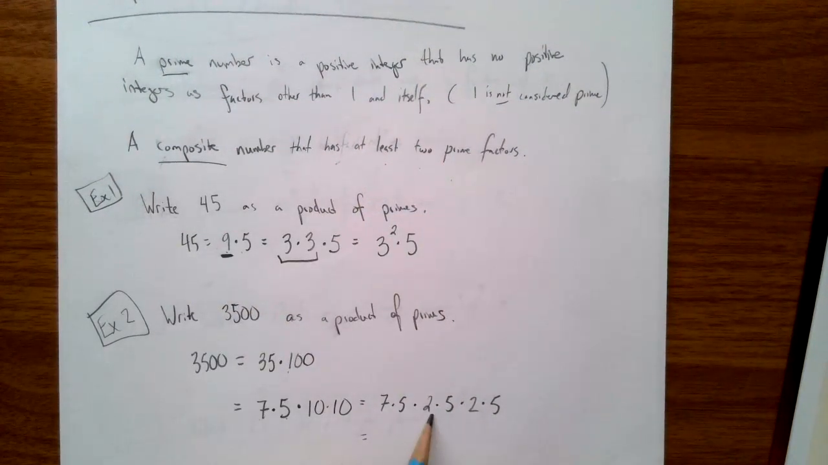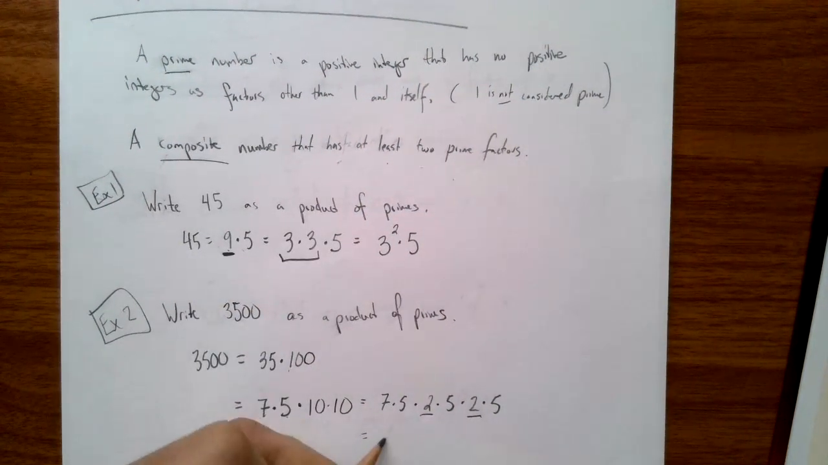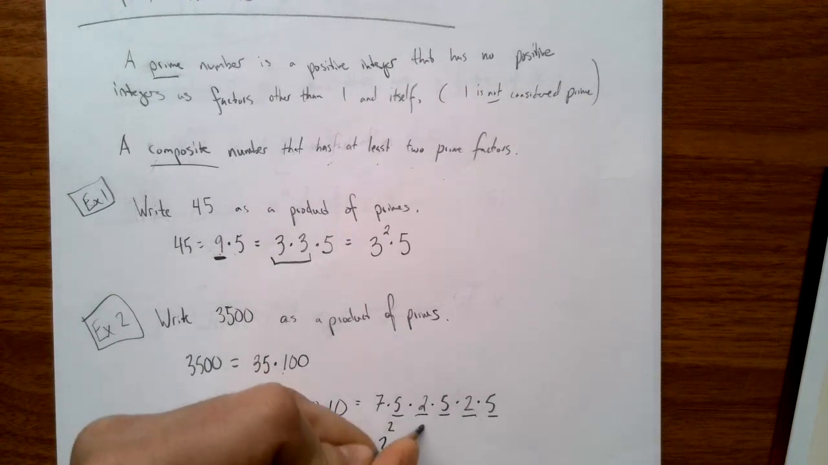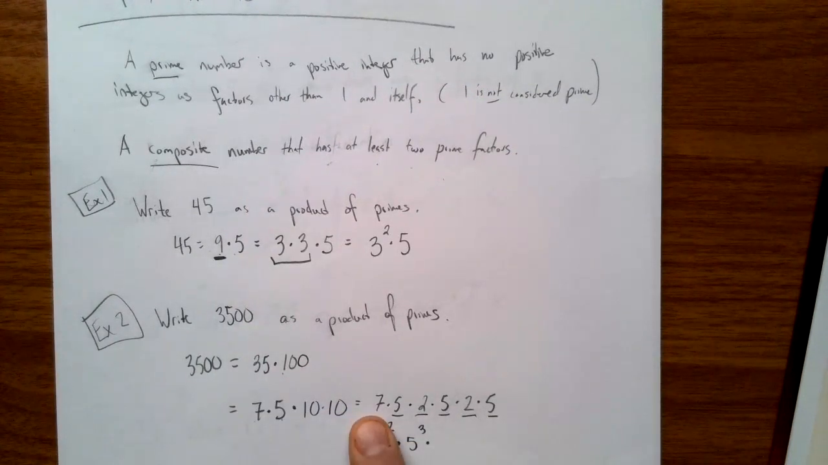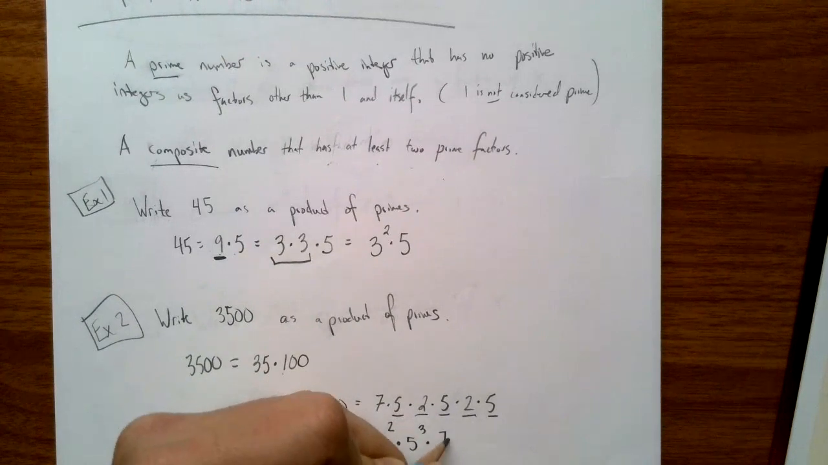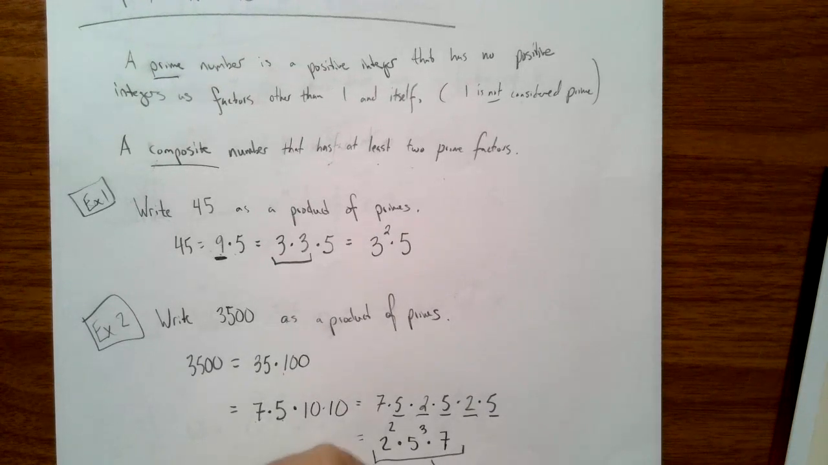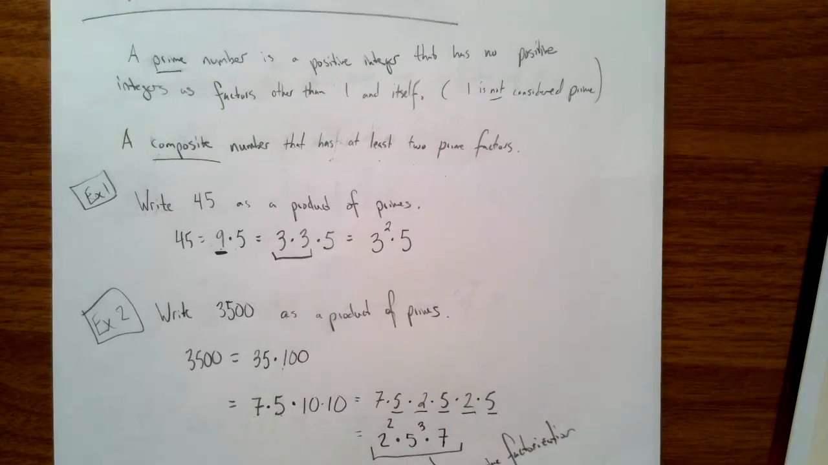So what we have, 1, 2 factors of 2, so we're going to have 2 squared. We then have 1, 2, 3 factors of 5, so we have 5 to the third. And then lastly, we have this factor of 7. And so that would be what we call the prime factorization of 3,500.